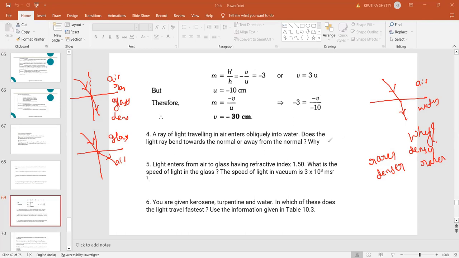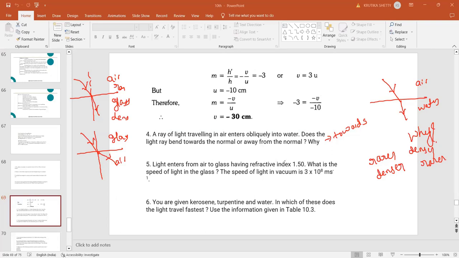So here the conclusion is that it is bending towards the normal. You can say because of refraction, or you can also say that this example is the explanation, because the ray is traveling from rarer to denser medium. Next, fifth question.